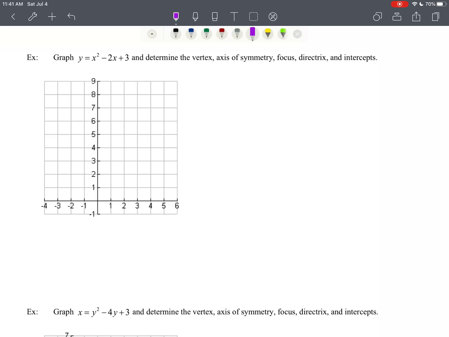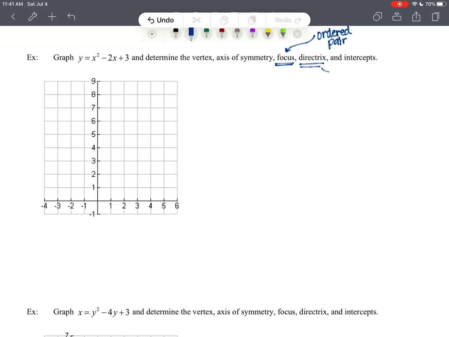We're going to graph a parabola that we're familiar with. This time we're going to add into our directions finding the location of the focus and the equation of the directrix. So the focus is an ordered pair. It's going to be a location, and the directrix is going to be an equation. Then of course we're going to find some intercepts as well. So let's graph away. We've got y equals x squared minus 2x plus 3.